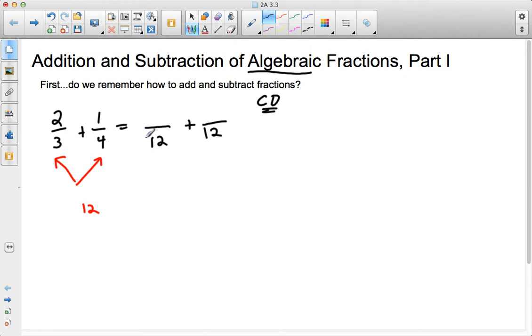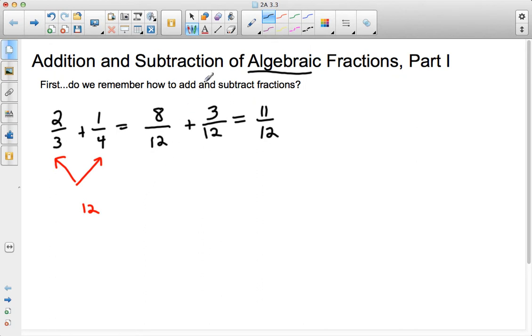So in order to get from 3 to 12, I multiply by 4, so I'm taking 2 times 4. 8/12, and then 4 times 3, 1 times 3. So now I can go ahead and combine my fractions because I have a common denominator. 8/12 plus 3/12 gets me 11/12. So you see my denominators stay the same.